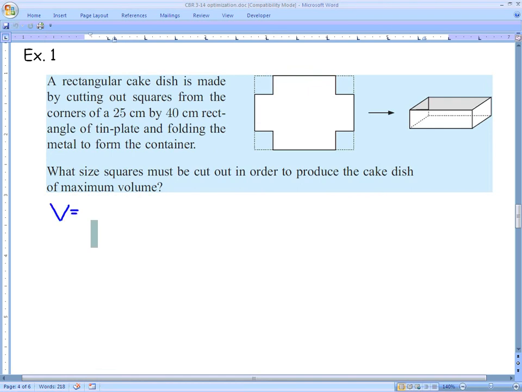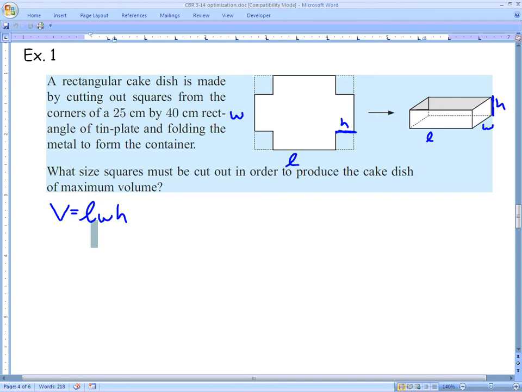So volume, I know, is equal to base times height times width, or length times width times height, or however you want to call it. I'm going to do length times width times height. My length I'm going to refer to as the long side, the width as the slightly shorter one, and my height would be the height here. And you'll notice that the height, this blue line right there, is exactly the same as the size of the square, or one side of the square that was cut out. So I can label that as H here on this particular diagram.